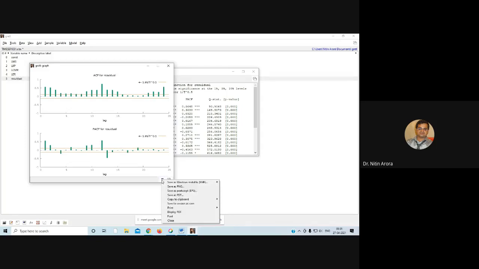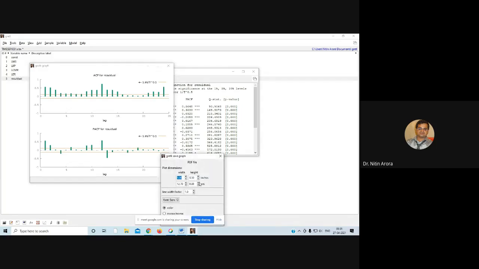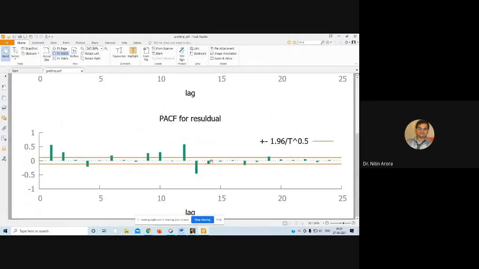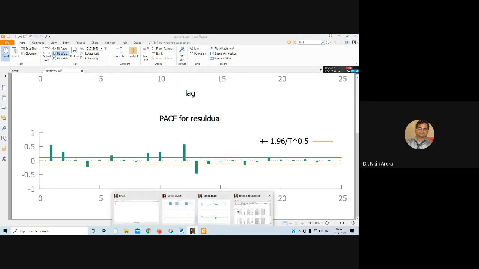We can save this graph also. Let us save in PDF format, so I can directly give you the preview. See, this is the preview if I save in PDF format, and you may observe the PACF graph, the correlogram. You can see many green plots are exceeding the confidence bound. See, for the first lag, for the second lag, and for many lags, these plots are exceeding the confidence bounds. So ultimately, there exists a serious problem of autocorrelation when I am estimating the model.